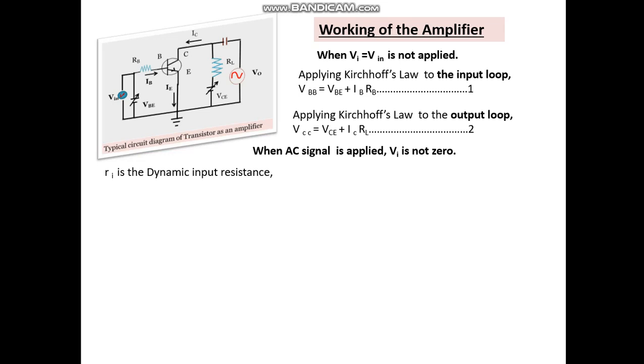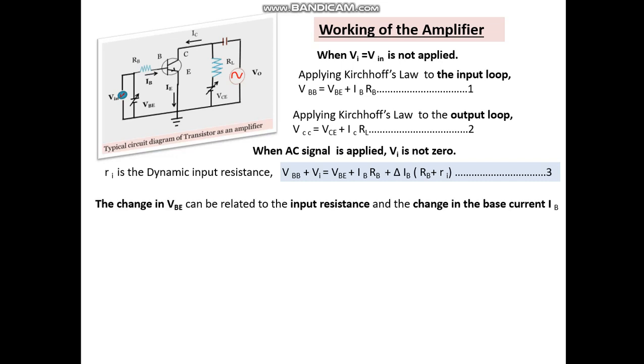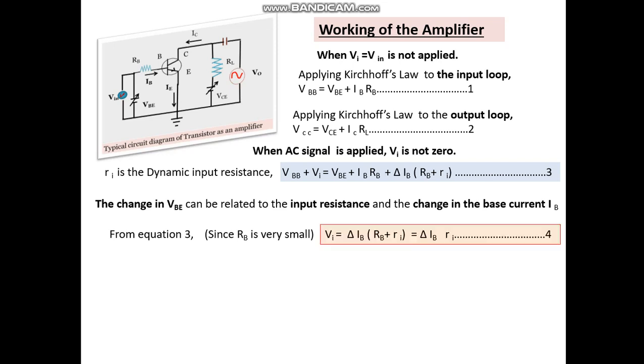Ri is the dynamic input resistance, as we had discussed in our earlier slides. VBB plus Vi is equal to VBE plus IBRB plus delta IB into RB plus Ri. The change in VBE can be related to the input resistance and the change in the base current IB. From equation 3, since RB is very small, Vi is equal to delta IB into RB plus Ri, that is equal to delta IB Ri, where RB is neglected.